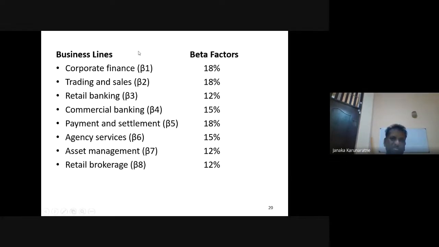Now here Basel says, okay, if you want to further fine tune, consider different business lines: corporate finance, trading and sales, retail banking, commercial banking, payment and settlement, agency services, asset management, retail brokerage. So these are the business lines. And for each business line, there's a beta factor given.